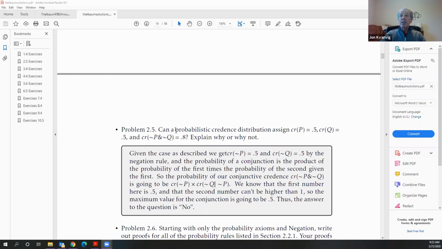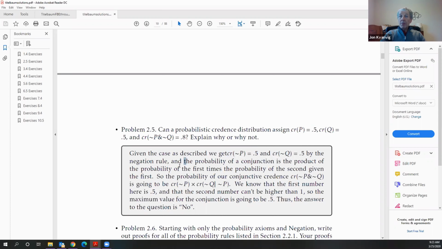Now, it's important here that the credence distribution is a probability function. So it has to obey all of the axioms of the probability calculus. So here's some stuff that we know from the probability calculus. If the credence for p is 0.5, then of course the credence for not p is 0.5. And if the credence for q is 0.5, the credence for not q is 0.5. Both of those follow from the negation rule.